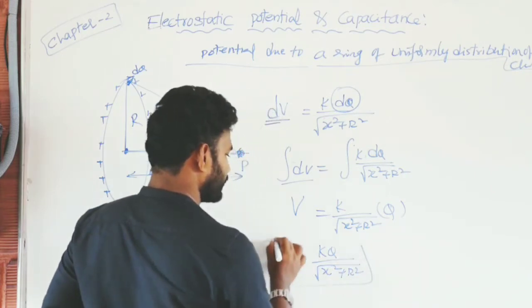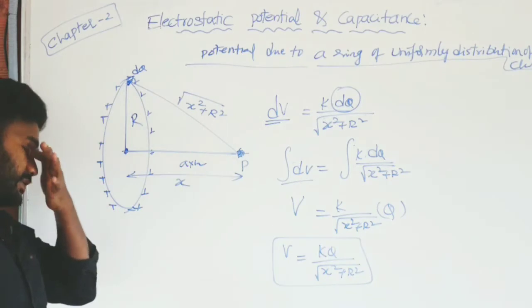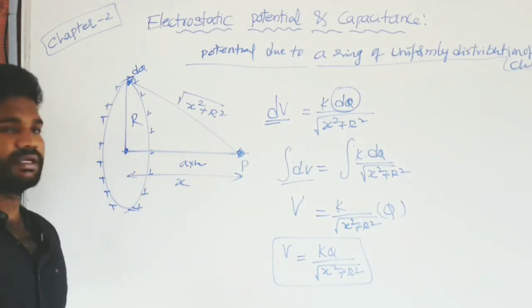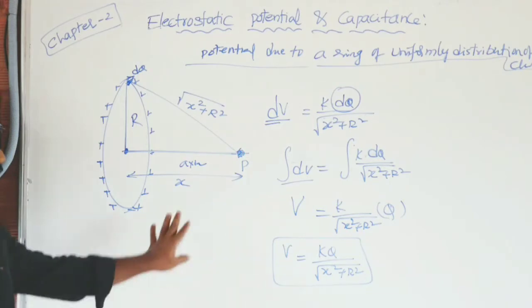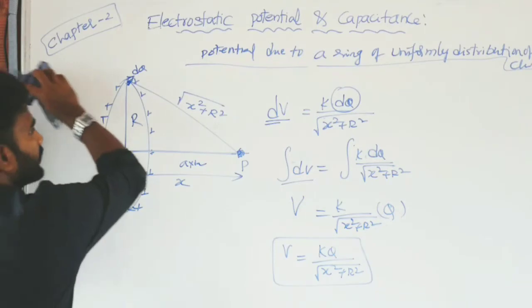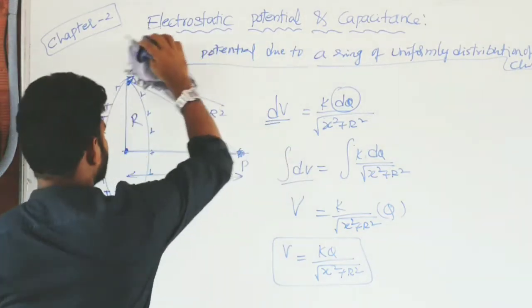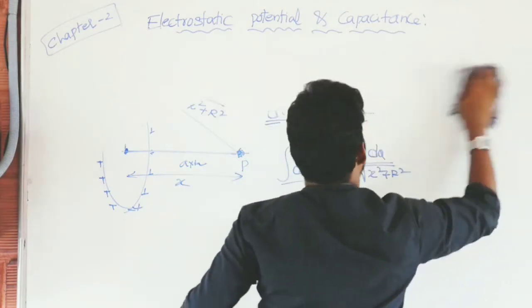Very, very important formula for the ring. Try to understand. If you are considering a uniformly distributed ring, you should consider it like this. I hope you are understanding this point. Yes or no? Are you getting my point or not? Next we will go for one more derivation of this concept. So make a note of it: potential due to a uniformly distributed ring.